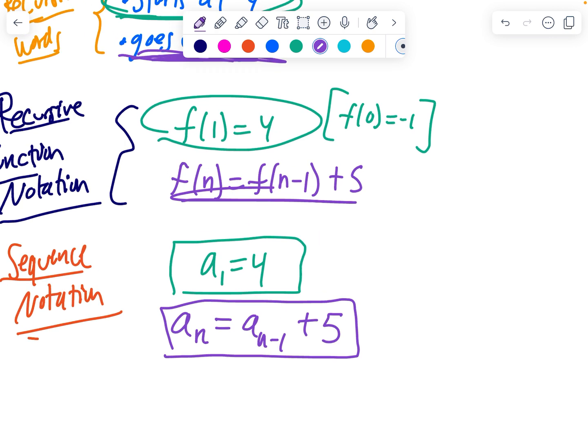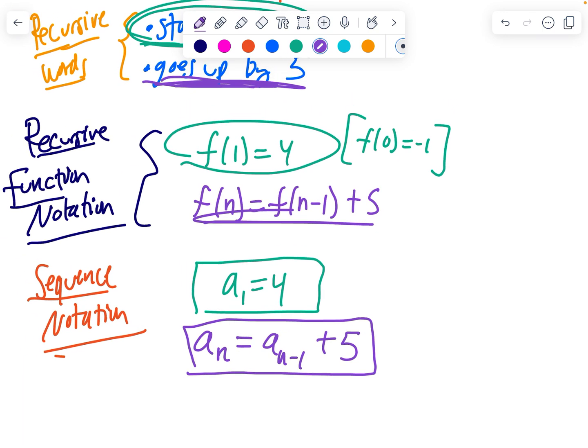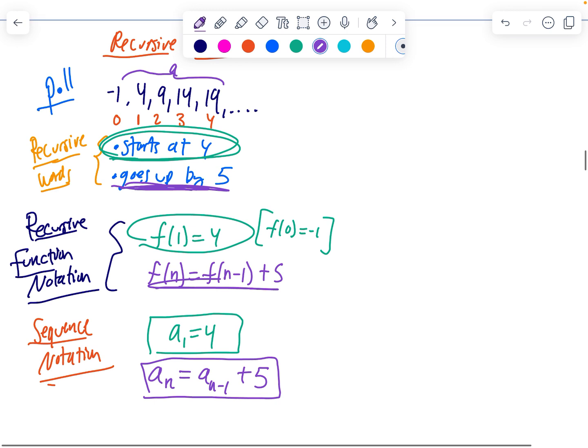Okay? Purple is sequence notation for the purple above. I hope you see how those match up. To get any term, you look at the one before and add 5. Cool? I'd like you to be able to describe a pattern recursively in words, which I hope isn't too bad, in function notation, which we've been doing, and also in this sequence notation. Cool, I just wanted to show you all three of those together.